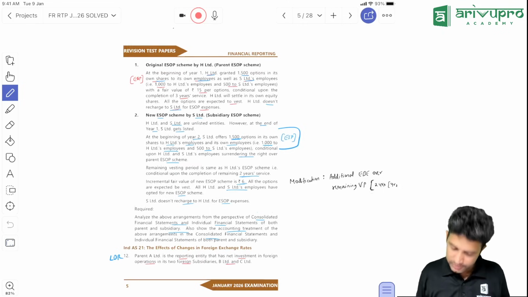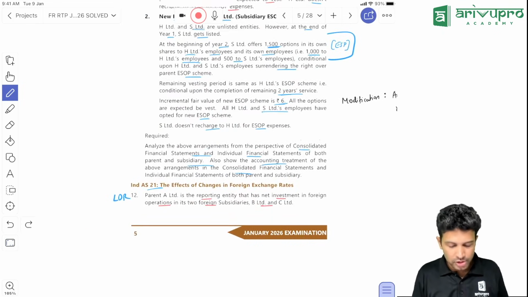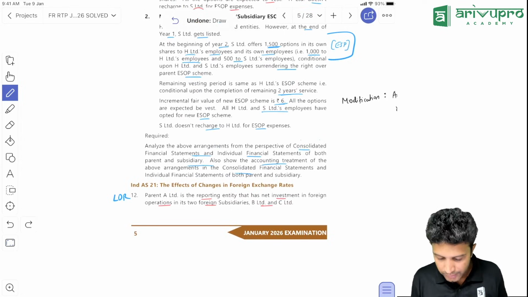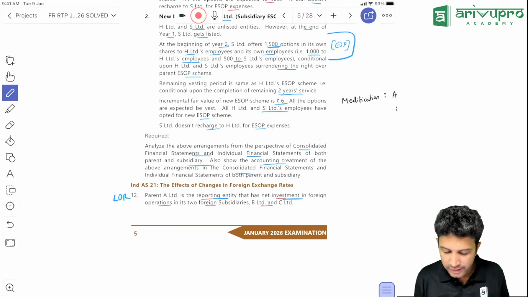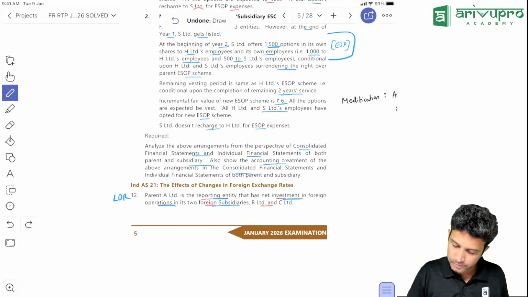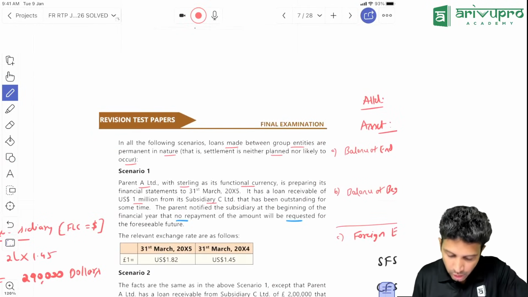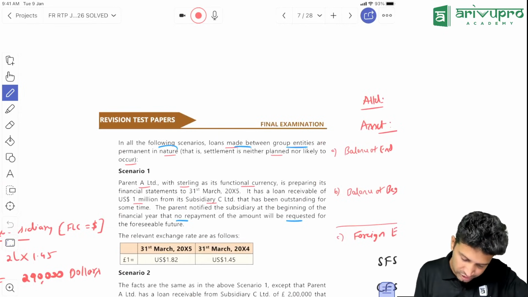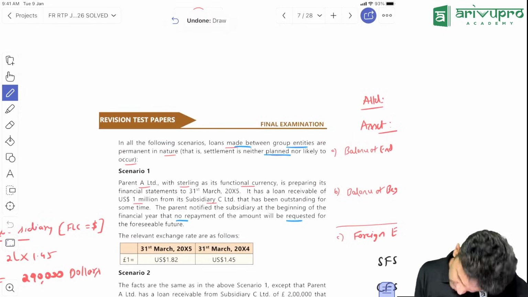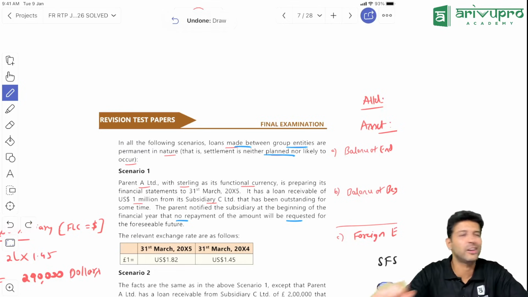Okay, this is an LDR. Question number 12 is on Ind AS 21, that is also LDR. Parent A is a reporting entity that has net investment in foreign operation. It has 2 foreign subsidiaries, B and C. Okay. 2 subsidiaries there. In all the following scenarios, loan made between group entities is permanent in nature. That is, settlement is neither planned nor likely to occur.